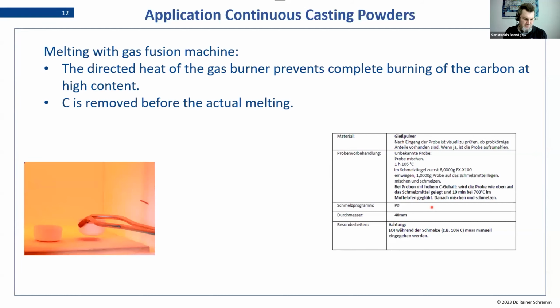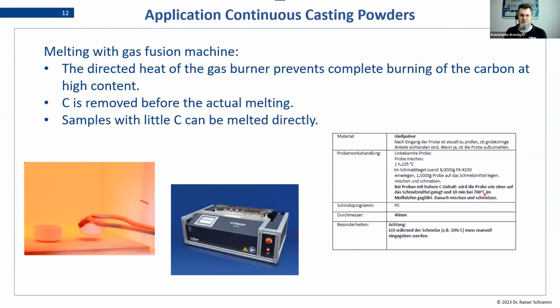The solution for this is to simply burn away the carbon before we do the fusion. So what we end up with is a calcination step in a muffle furnace. I think it says here, like we do it like 10 minutes or something at 700 degrees. Yeah, it says here 10 minutes, 700 degrees. That's how we get rid of the carbon, and then we proceed with the fusion afterwards. So this is how we used to do it a while ago.